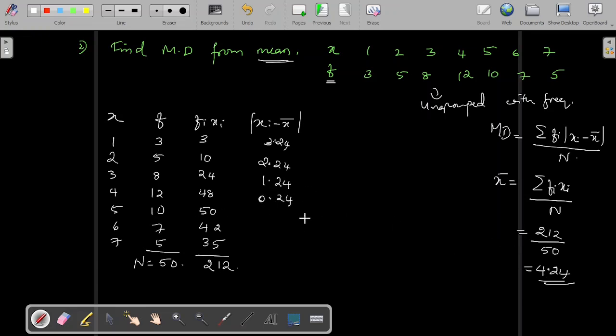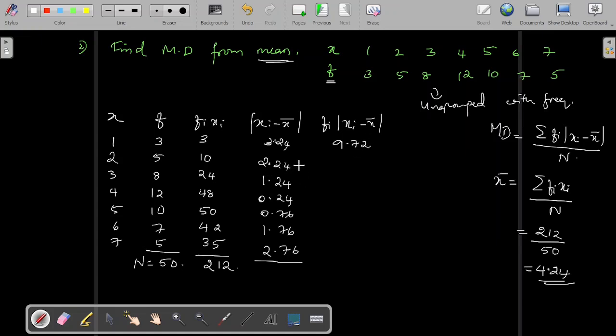5 minus 4.24, here you will get 0.76. Next, 6 minus 4.24, you will get 1.76. Next is 7 minus 4.24, that gives you 2.76. When you take the sum of all these, which is not required, next is fi into modulus of xi minus x bar. So you have to multiply frequency with this value, 3 into 3.24, that gives you 9.72.